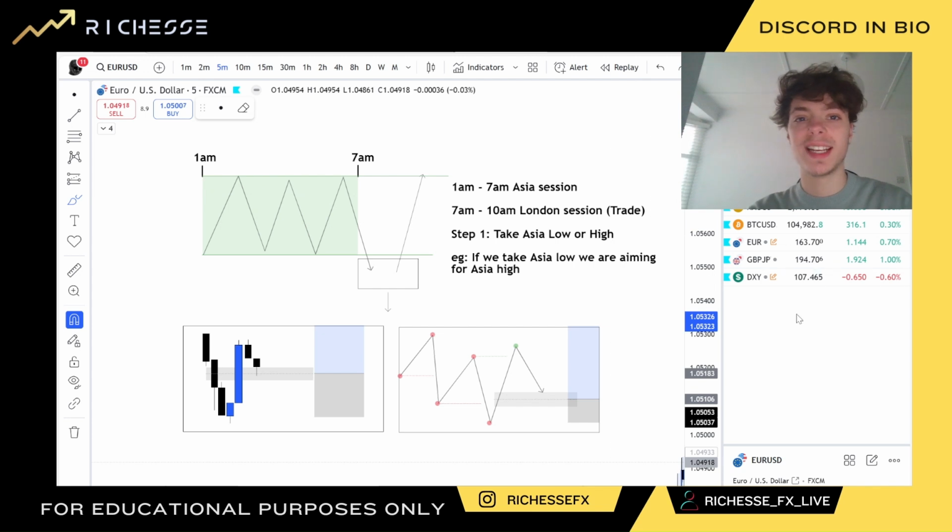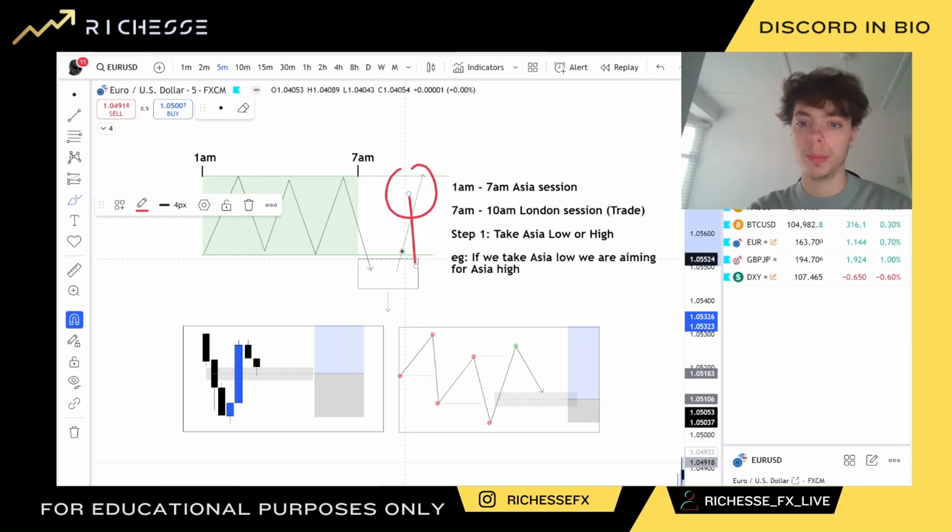Step one of the strategy is taking the Asia high or the Asia low. That is what we're waiting for in order to get into a trade. As soon as we take the Asia high or the Asia low, we are aiming for the opposite direction. So if we take the Asia low, we're going to be aiming for the Asia high. If we take the Asia high, we're going to be aiming for the Asia low.